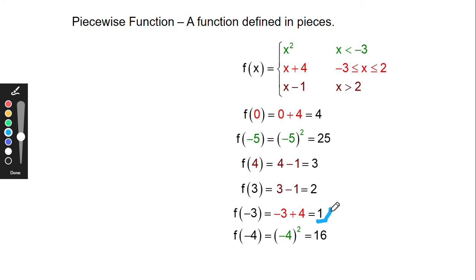Finally, f of negative 4. Let's see which one of these conditions gives us the freedom to use negative 4. Negative 4 is actually less than negative 3. So this inequality statement gives us the freedom to use negative 4.